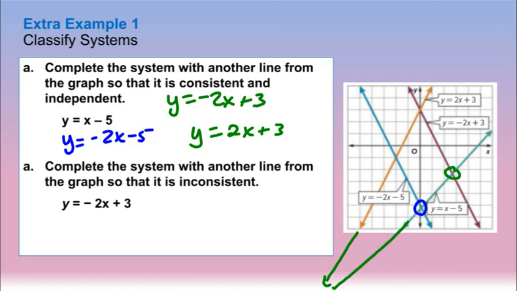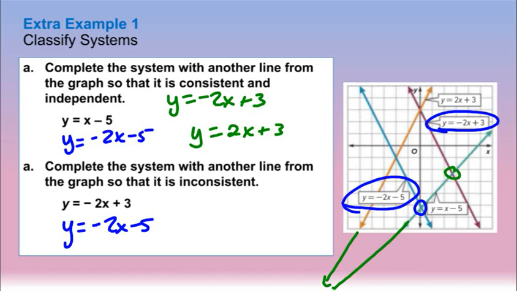This bottom one: complete the system with another line from the graph so that it is inconsistent, which means that they do not cross. And one way to check without even looking at the graph is that it has to be one with the same slope. So if I look at all my equations, the ones that have the same slope are negative 2x plus 3 and negative 2x minus 5. So the blue and the red lines don't cross. The red line is the one that we were given, so we're going to write the equation of the blue line, which would be y equals negative 2x minus 5.